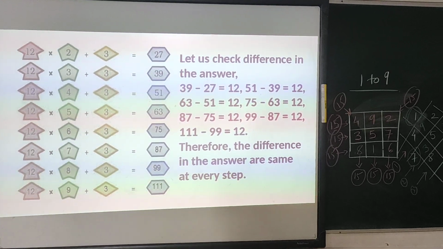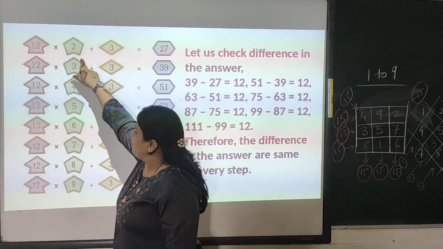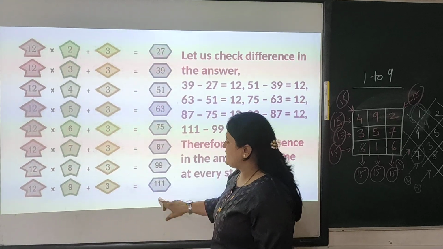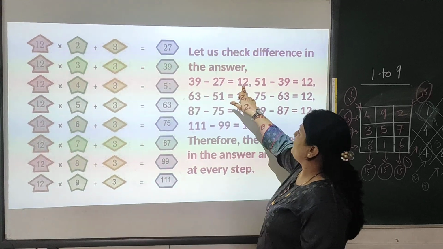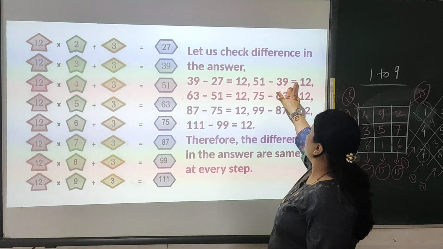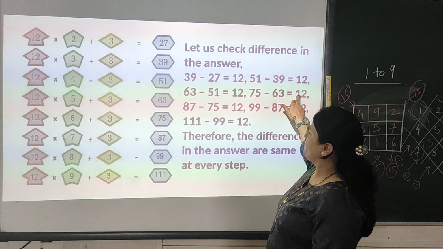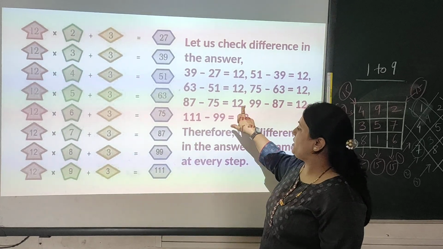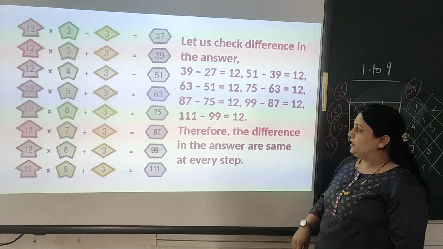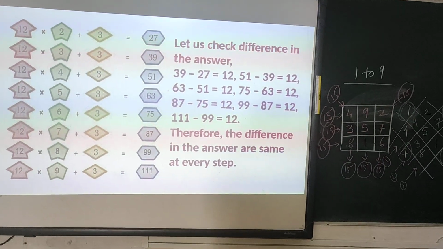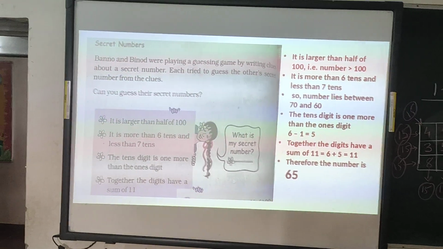Let's check. See here, I have completed it. All 12s are here. Then 2 to 9, add 3. These are the answers. Now, let's check the difference in the answers. 39 minus 27, 12. 51 minus 39, 12. 63 minus 51, 12. 75 minus 63, 12. 87 minus 75, 12. 99 minus 87, 12. 111 minus 99, 12. So therefore the differences in the answers are the same at every step. So children, I hope you understood this.